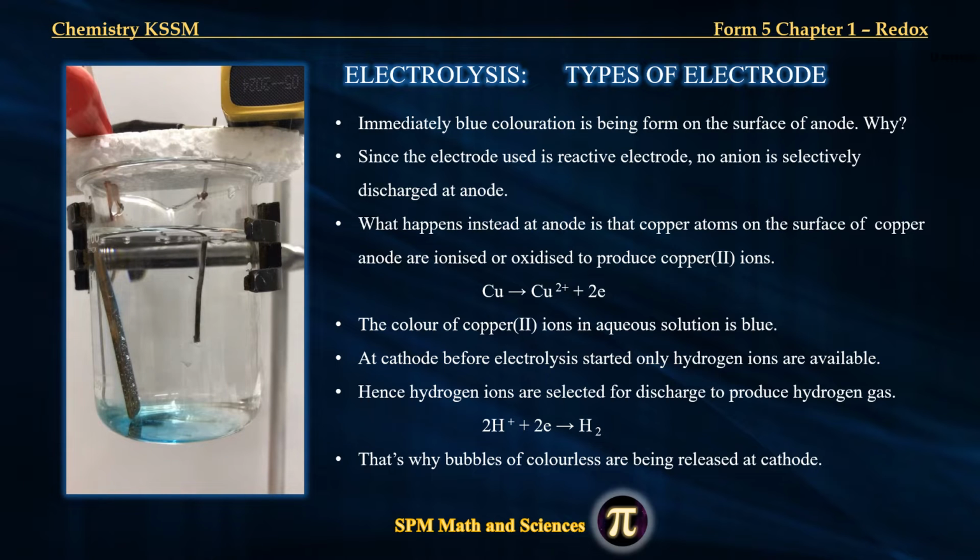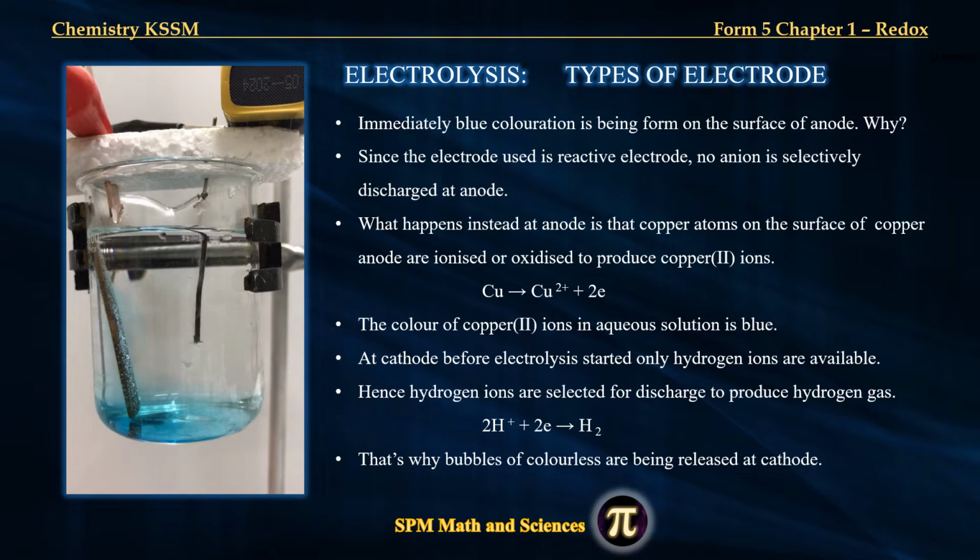Suddenly, blue coloration formed on the left hand side. So what is the explanation? Since the anode electrode is a reactive electrode, and in this case we use copper, copper atoms on the surface of the anode electrode are ionizing to produce copper 2 ions. And all of you know that the color of copper 2 ions is blue. That's why we observe blue coloration being formed on the surface of the anode. You can observe clearly now.